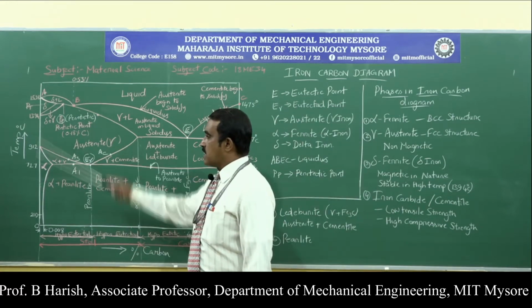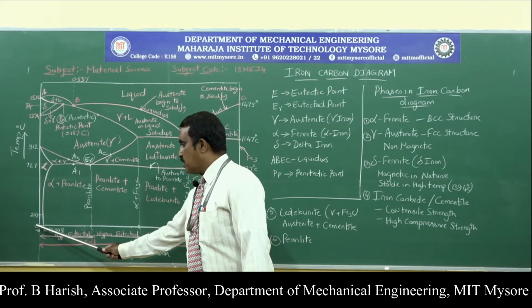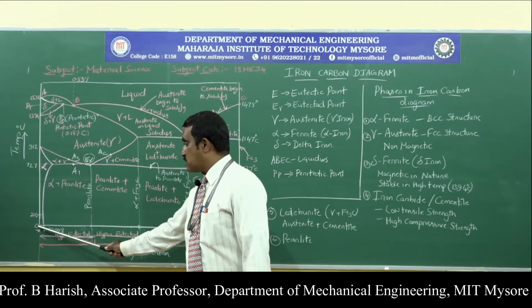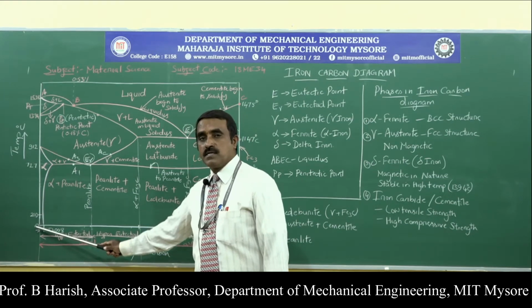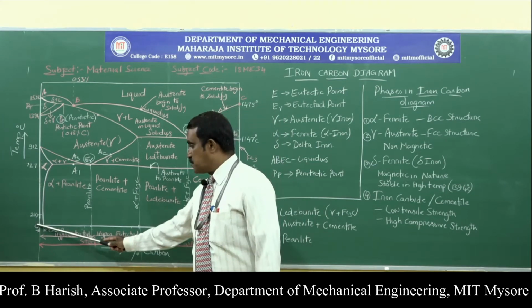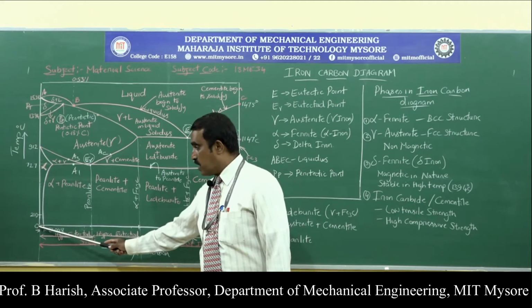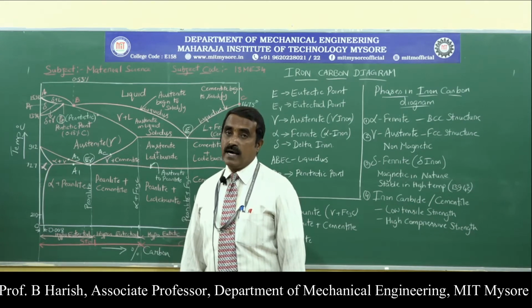Similarly, on the y-axis is temperature. So initially it will be 0. So iron with 0% carbon content and 0 degrees temperature is the purest form of iron. So it starts from this point. 0% of carbon content at 0 degrees centigrade gives the purest form of iron.